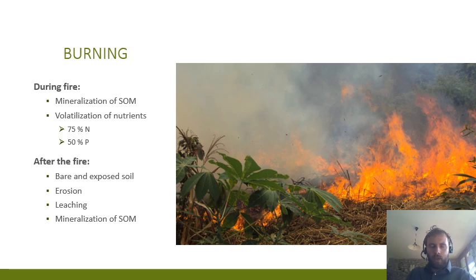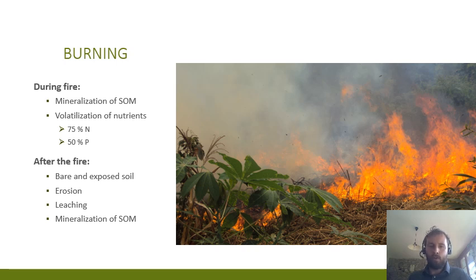So just a few more specific words about burning. If you have an intense burning of a forest or a savanna, you will get a high mineralization of soil organic matter, and it was evaluated that about three quarters of the nitrogen that you have in your system, inclusive of the one in the soil and in the plants, will be lost to volatilization, will be lost to the atmosphere, and 50% of the phosphorus. So during the fire, you will almost lose all your nutrients.